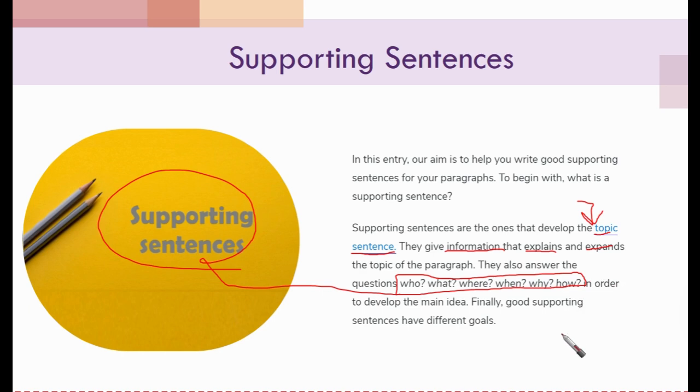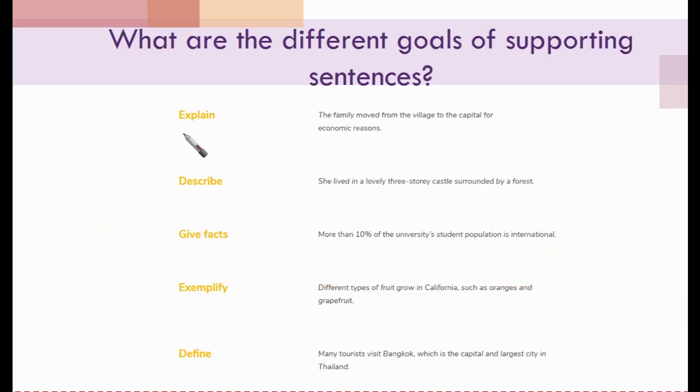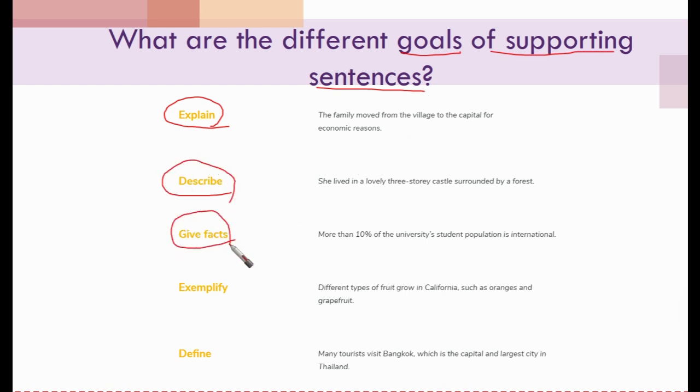Some supporting sentences have different goals from others. So here we're going to talk about the different functions, the different roles of supporting sentences. First one is explain. Supporting sentences explain. Next one, supporting sentences describe. Supporting sentences give facts. Supporting sentences exemplify.